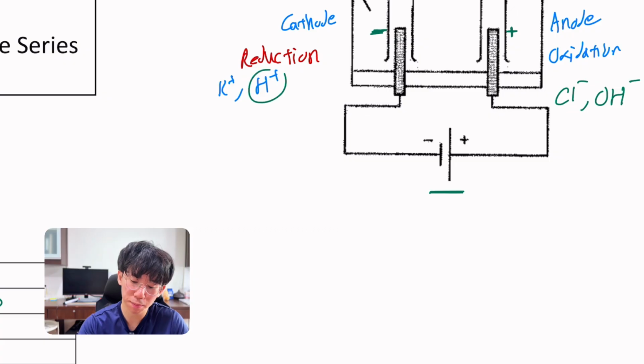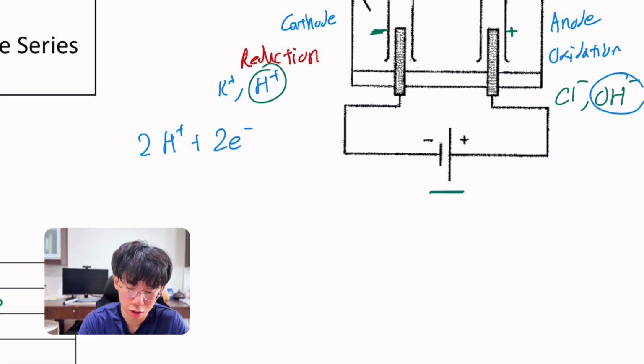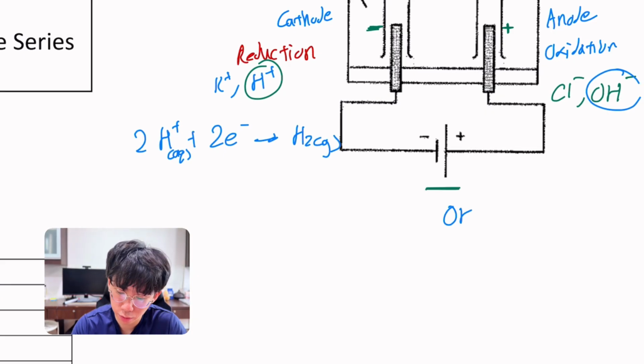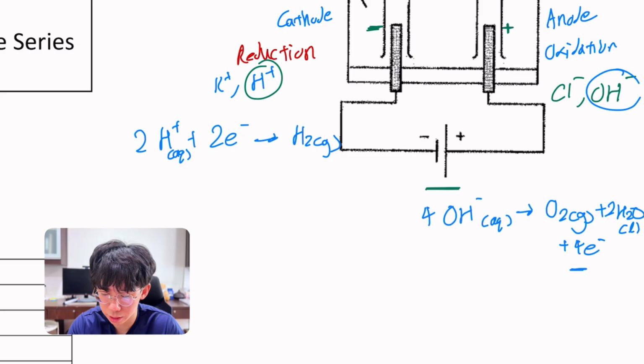Next, we look at the ease of discharge table. In the cathode, H+ has an easier time to discharge, versus in the anode, the OH- will have an easier time to discharge. Because of this, we can write the half equations right now. So your H+ is going to be reduced to form H2 gas, and your OH- is going to be oxidized to form O2 gas. Don't forget your electrons as well and state symbols.